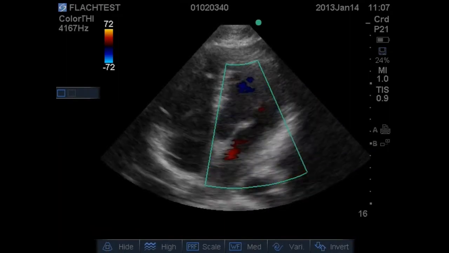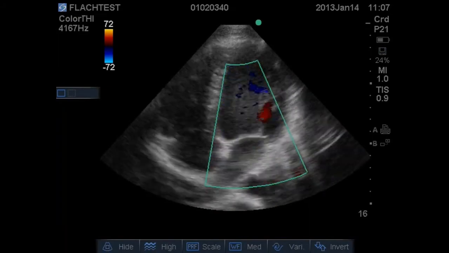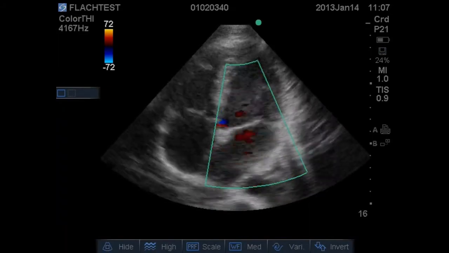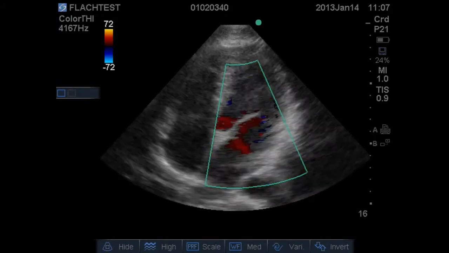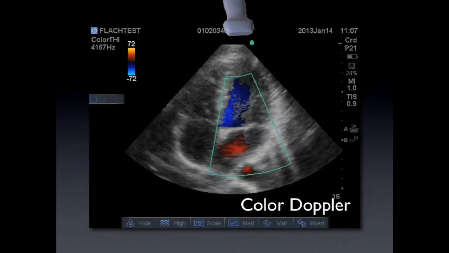In the heart, of course, you know that blood flow occurs from the atria, from the superior chambers to the ventricles. And from the left ventricle, it goes out through the aortic outflow tract. So red towards the probe, blue away.